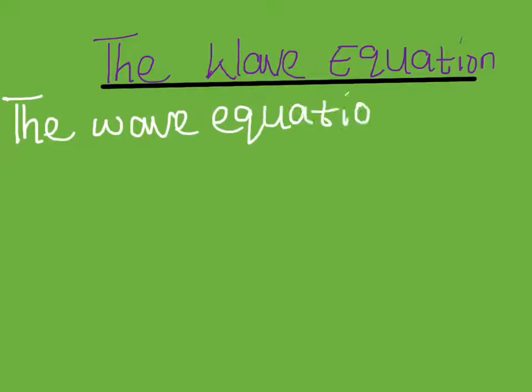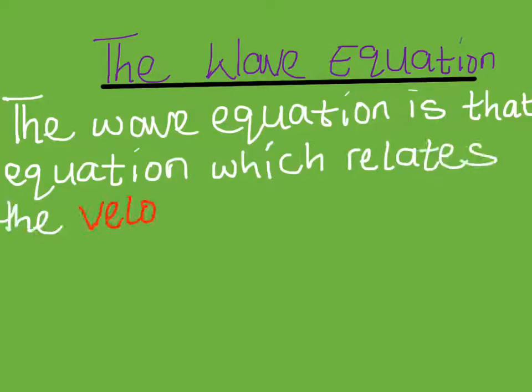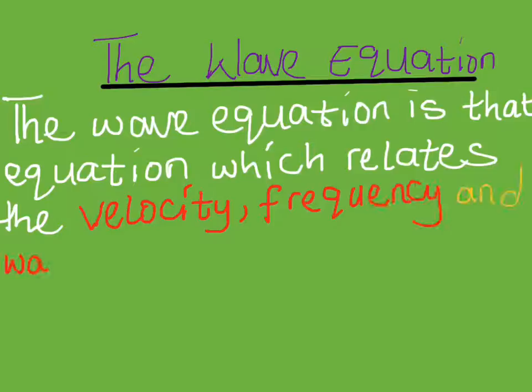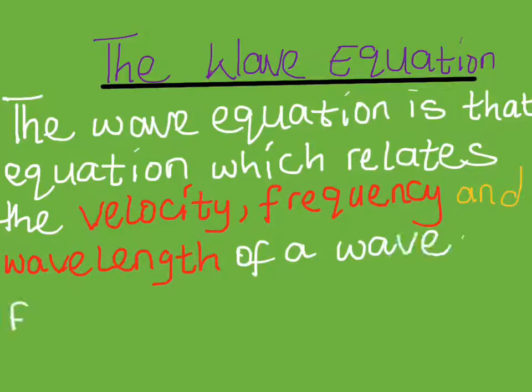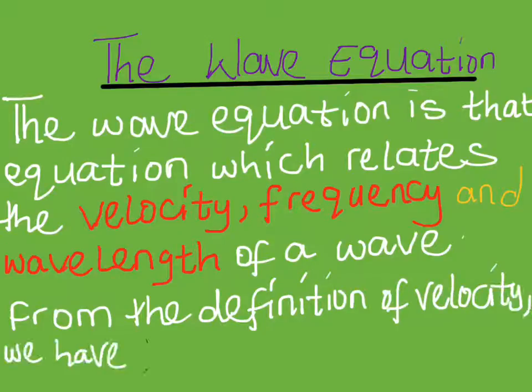Today's lesson will be on the wave equation. The wave equation is the equation that shows the relationship between the velocity of a wave, the frequency of a wave, and the wavelength of a wave. So it can be generally defined as the equation relating velocity, frequency, and wavelength of a wave.